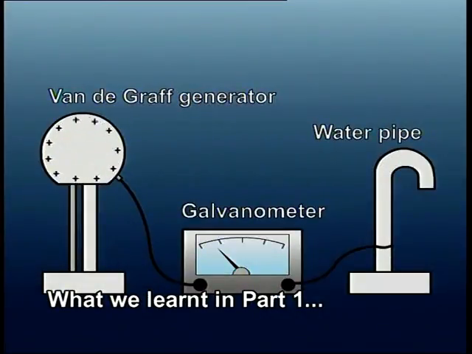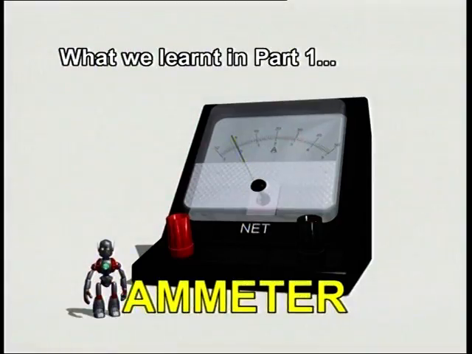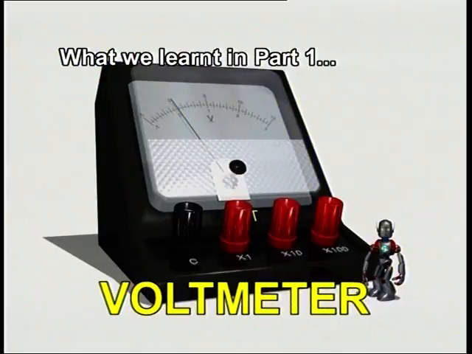When the generator is switched on, positive charges from the output terminal attract electrons from the earth through the water pipe. This flow of electrons causes the pointer on the galvanator to move, indicating that electricity is present. Do you know what this is? It's a gigantic ammeter. This is called the voltmeter.